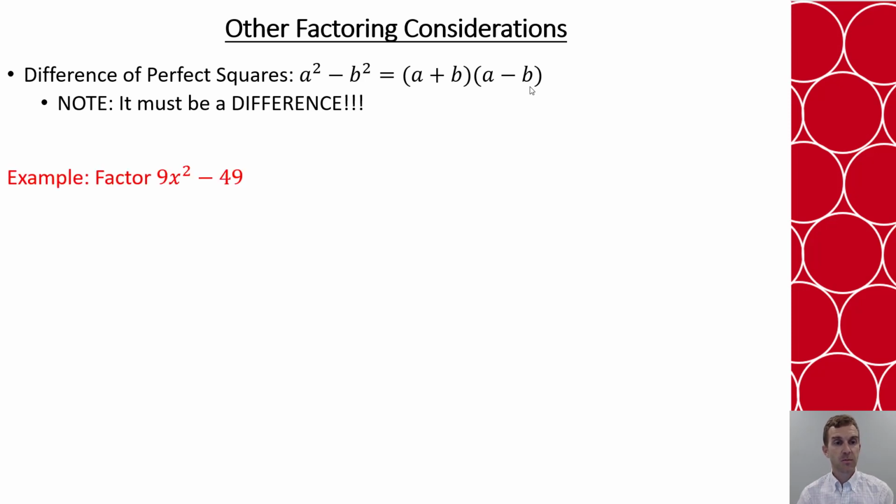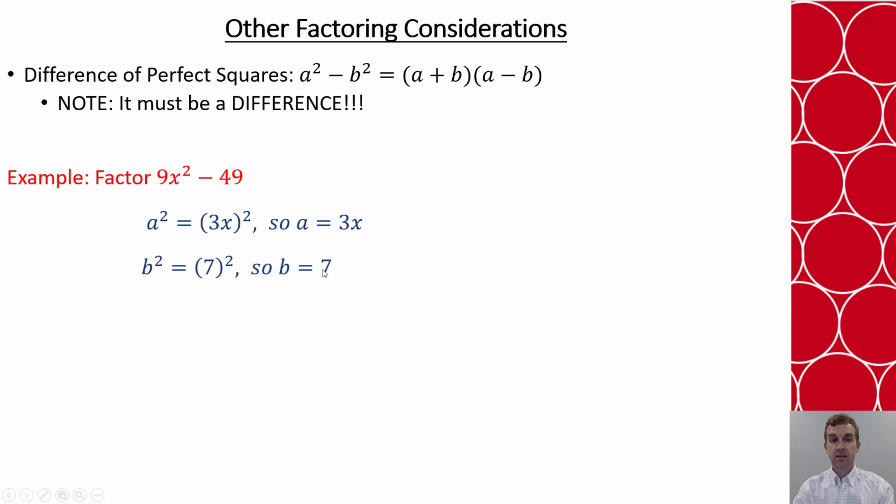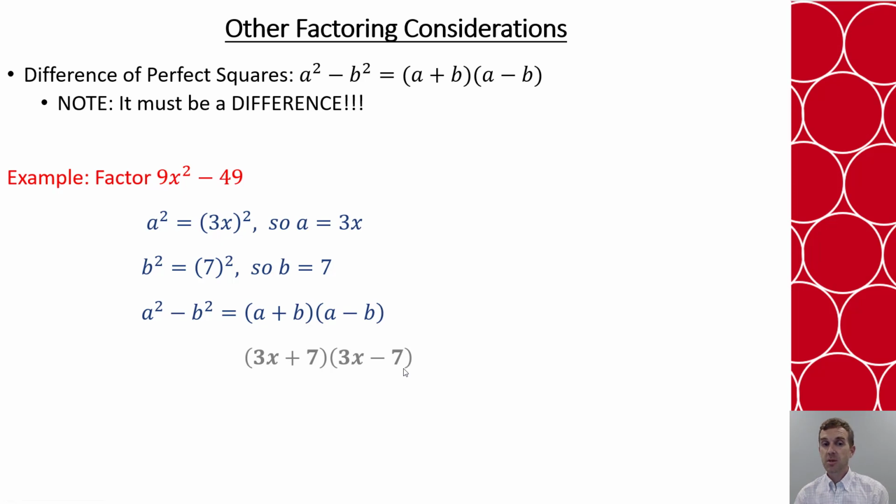So let's look at an example. If I have factor 9x squared minus 49, it's only two terms. I could put the plus 0x there and then do a trinomial, or I could recognize it's a difference of perfect squares. The square root of 9x squared is 3x. The square root of 49 is 7. That means that if I follow my process here, that's 3x minus 7 and 3x plus 7. Much, much easier as long as I can identify. And this only works if it's subtraction. It must be the difference.